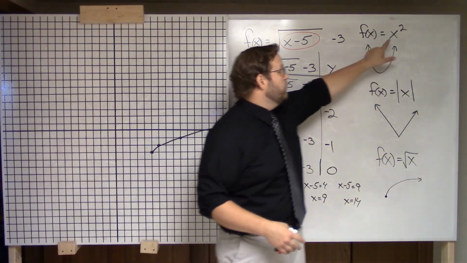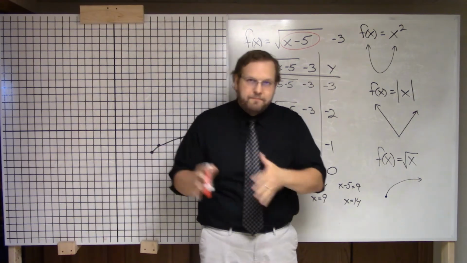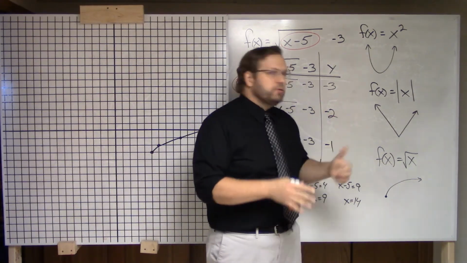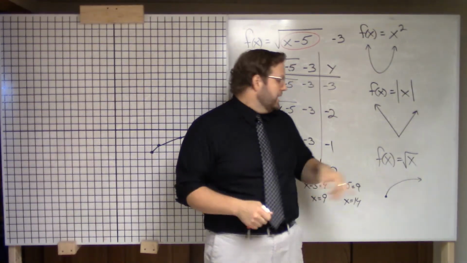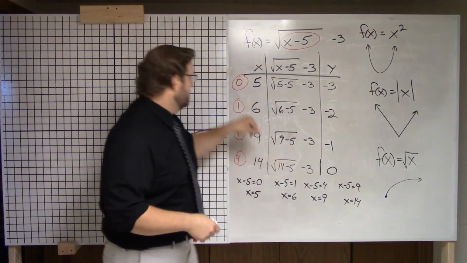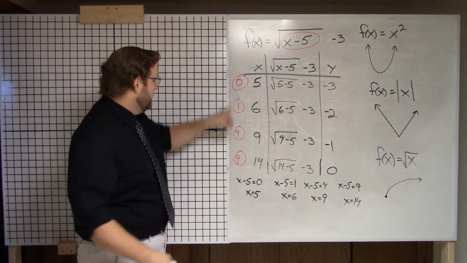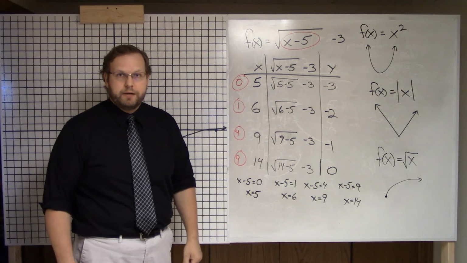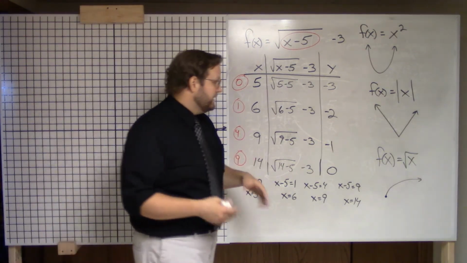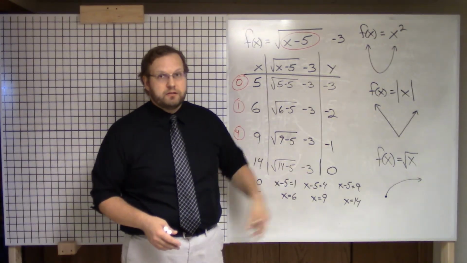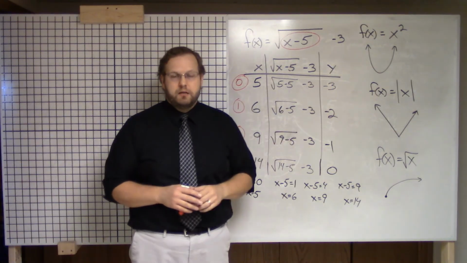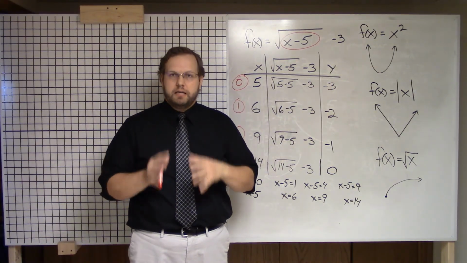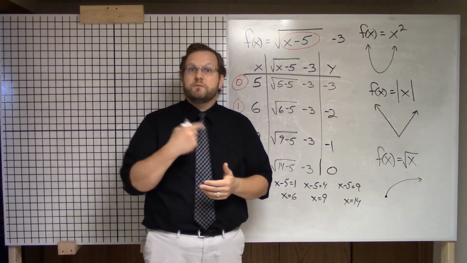If you see a square in the original function, aim for that U shape. Absolute value, aim for that V shape. And then if you have that square root, don't really aim for any kind of shape. Aim for these numbers. Okay? Other than that, again, this is a practice of patience, especially with the U and the V. Make sure that you are just taking your time and you keep digging in until you find what you're looking for.